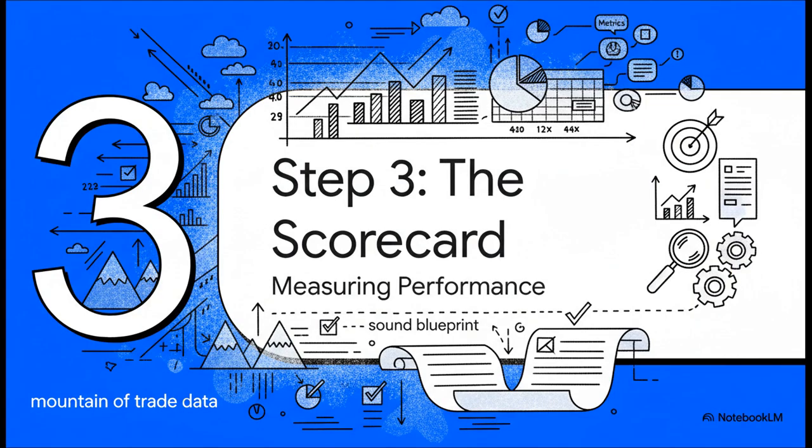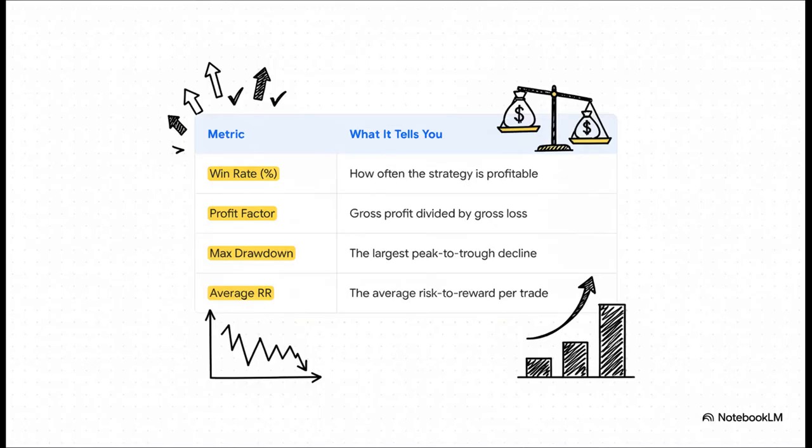Okay, so the computer has done its job. It's run our rules over years of data and spit out a mountain of simulated trades. But, data without any interpretation is really just noise. This is where the scorecard comes in. We need to use some key metrics to measure the results and figure out if our blueprint is actually any good. These 4 metrics right here give you a fantastic snapshot of performance.